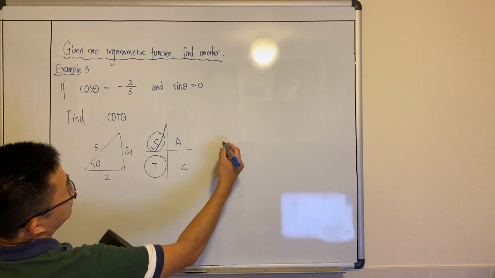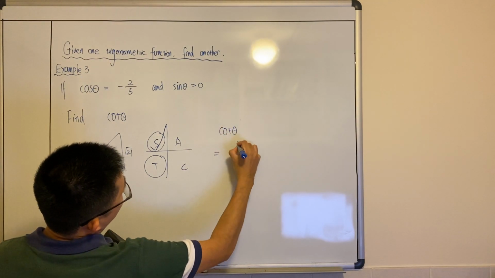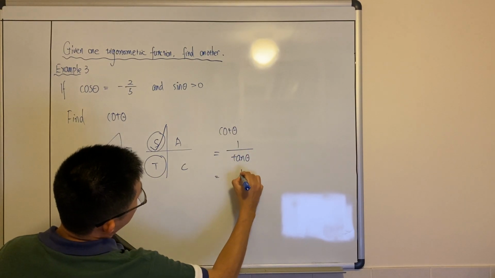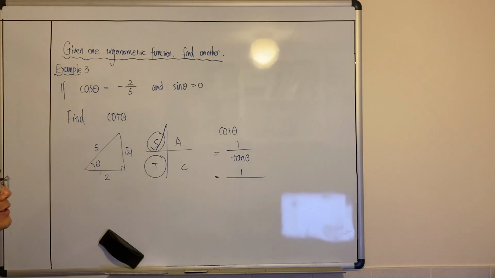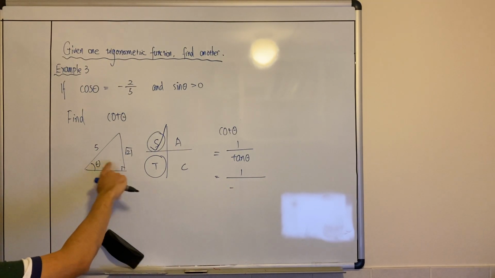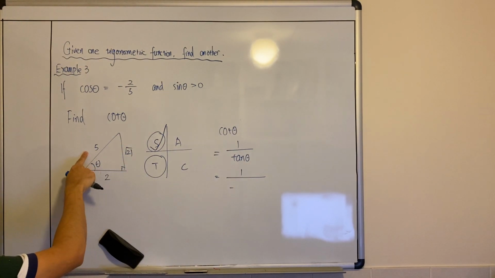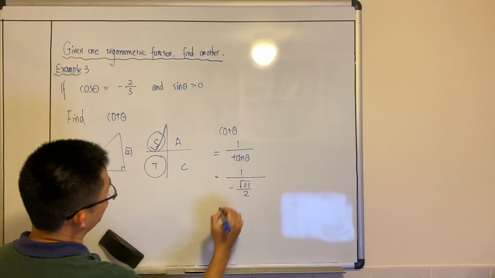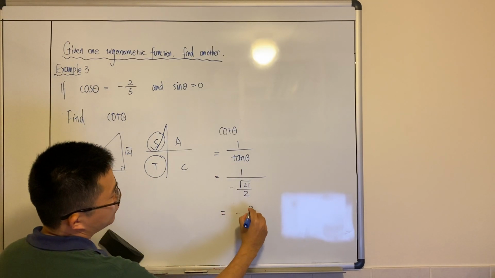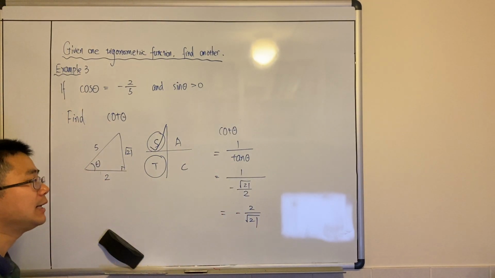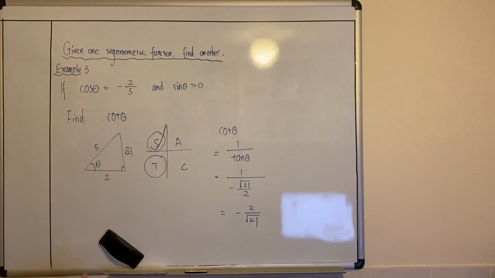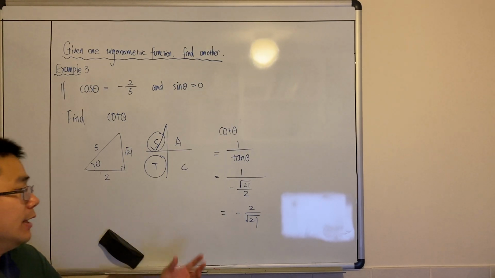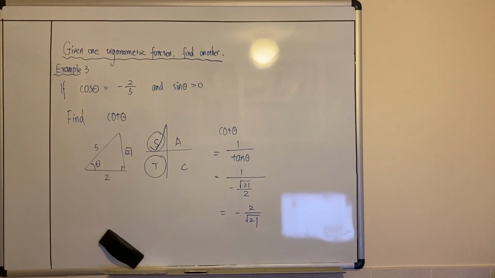So start to calculate cotangent theta. Cotangent theta is equal to 1 over tangent theta. Now, it's in the second quadrant, and tangent is negative in the second quadrant. So let's start with tan theta. Based on this triangle, that becomes opposite over adjacent, and that becomes square root of 21 over 2. Now, rearrange this expression, and you get negative 2 over root 21. That is the only answer you have. You can't have any other answers. So cotangent theta is equal to negative 2 over square root of 21. All right, so that's it.